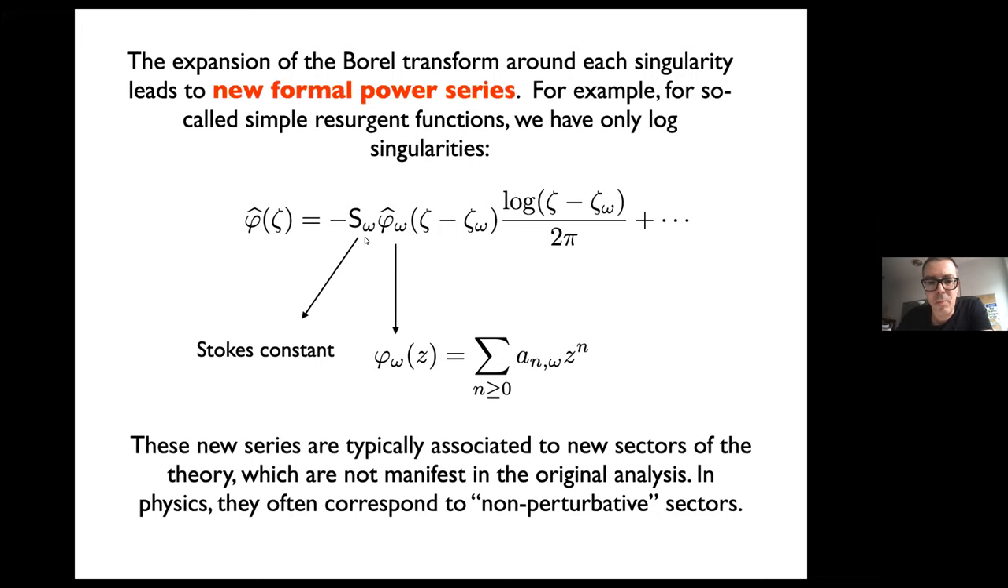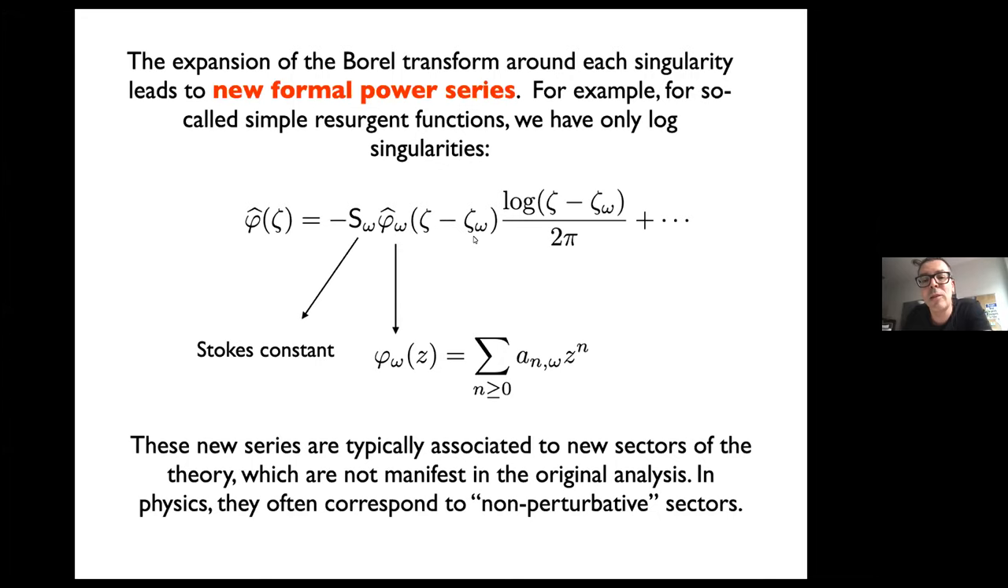As is very clear, the definition of this Stokes constant depends on the normalization of this series. But as I mentioned before, this can be done naturally in many examples. So this is an analytic function, but you can actually do the inverse of a Borel transform in order to obtain an asymptotic power series starting from this local expansion. So you expand along the logarithm, you have an analytic function at this point. There will be coefficients appearing in this series, and then you multiply these coefficients by n factorial, and you get a factorially divergent series attached to this singularity which I have located at zeta equals omega.